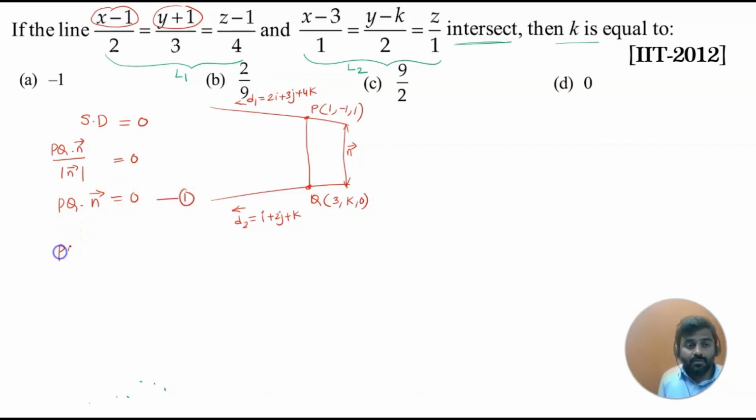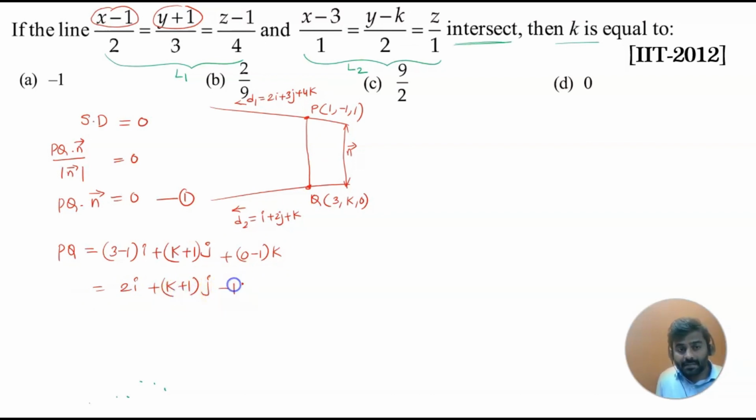PQ is nothing but the difference of position vectors, that's all. So just subtract the corresponding values: 3 minus 1 i, plus k minus minus 1, that is plus 1 j, you see the Q and P here, plus 0 minus 1 k. Which is nothing but 2i plus (k plus 1)j minus k. This is your PQ, and n bar is nothing but D1 cross D2.